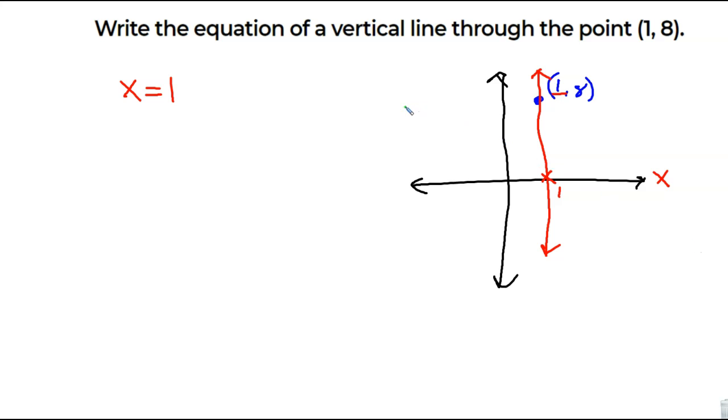Now a little bonus, if I want to do the horizontal line, that's going straight left and right. It's crossing the y-axis at 8. Okay, the y-coordinate for my point, so for my horizontal line, I'd say y equals 8. Okay, it's important that you're able to do both, and again, not confuse and flip-flop them.